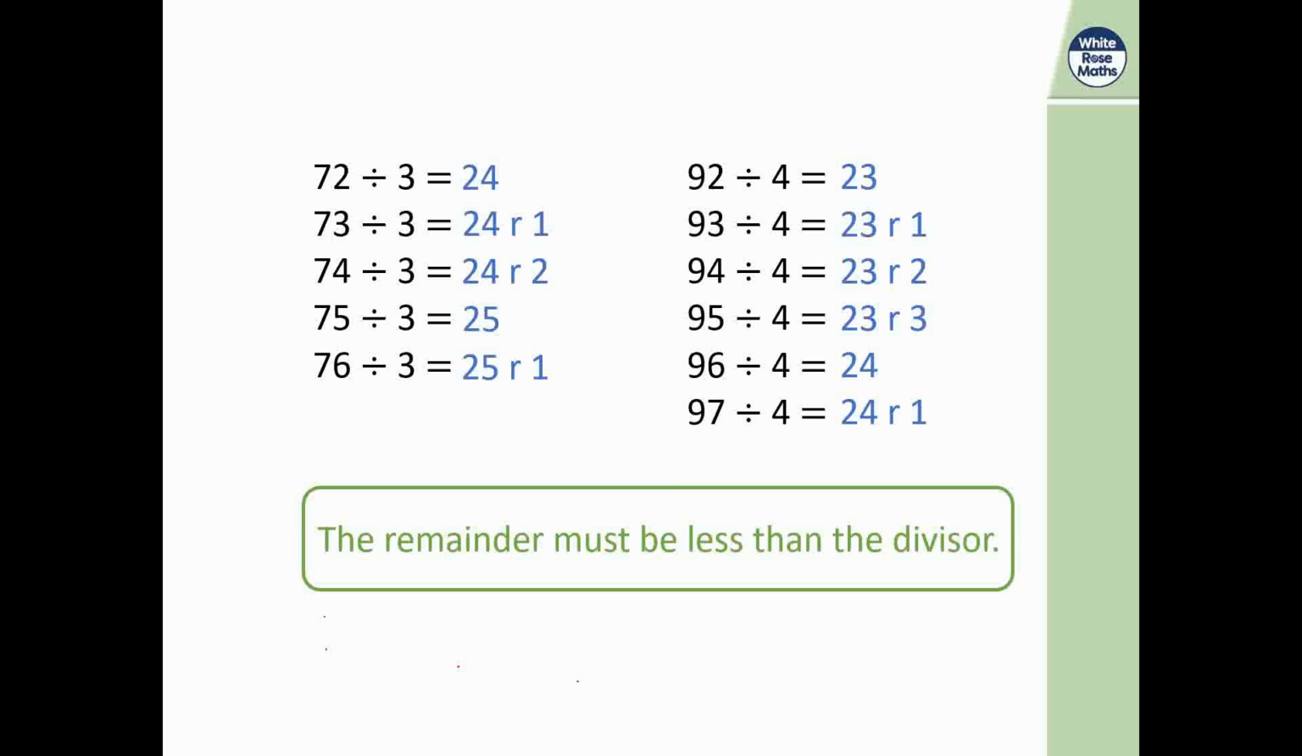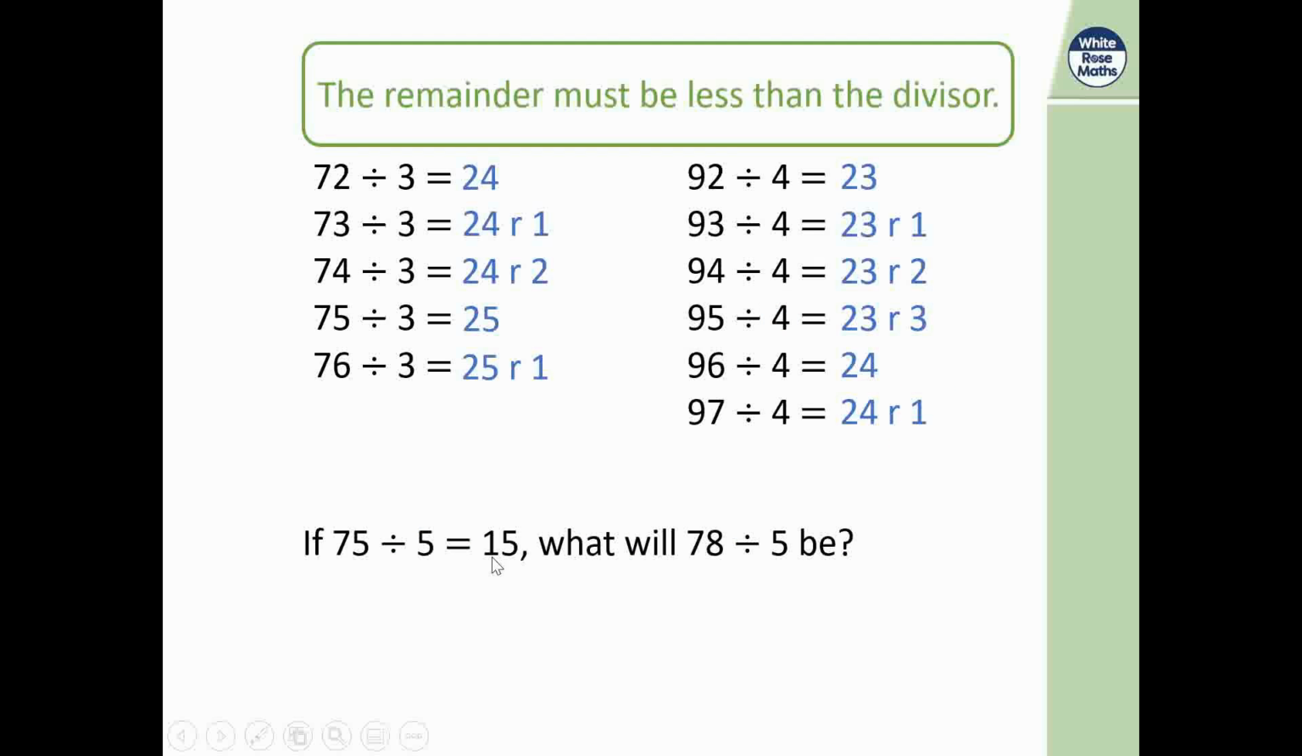It says here, the remainder must be less than the divisor. Okay, so it's like what I said. This number here, the remainder must be less than the number you're dividing by. Okay? Yeah? This number must be less than this number, which is why here you don't have a remainder, but this number goes up. If 75 divided by 5 is 15, okay, so 5 times 15 equals 75, what will 78 divided by 5 be?